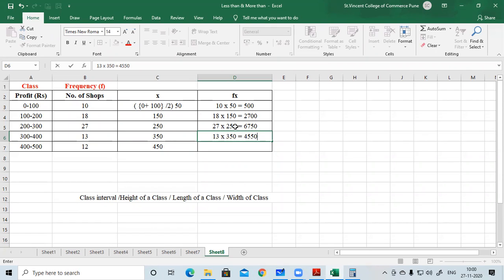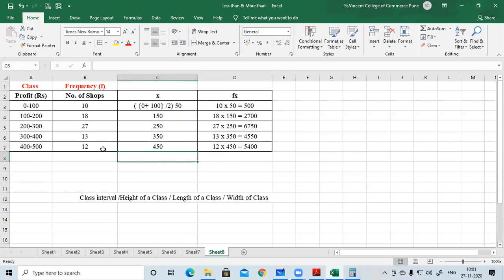But I'm trusting you. Yes, sir. It is correct. And finally, we have 12 multiplied by 400, which is 5,400. So you get 5,400. Understood this? Yes, sir.